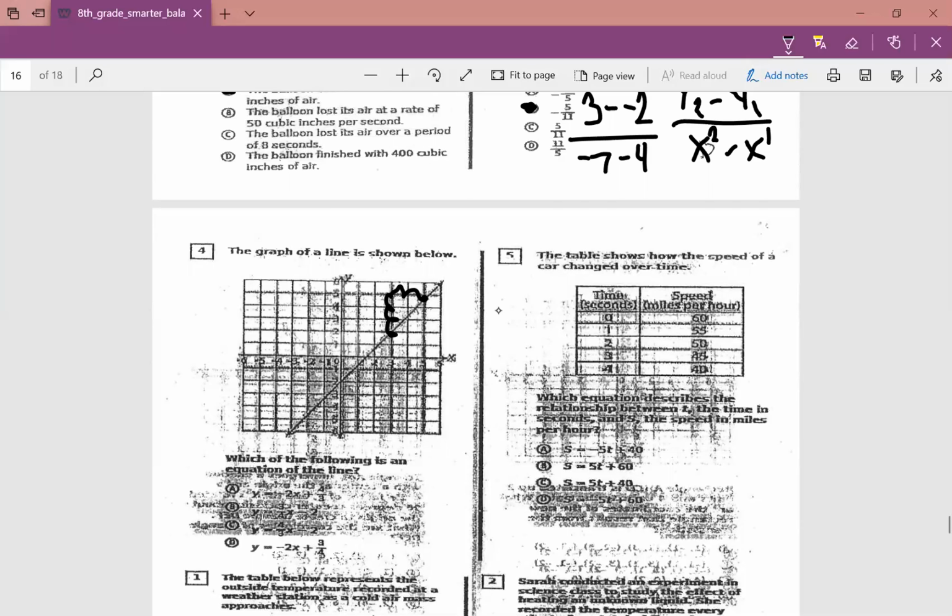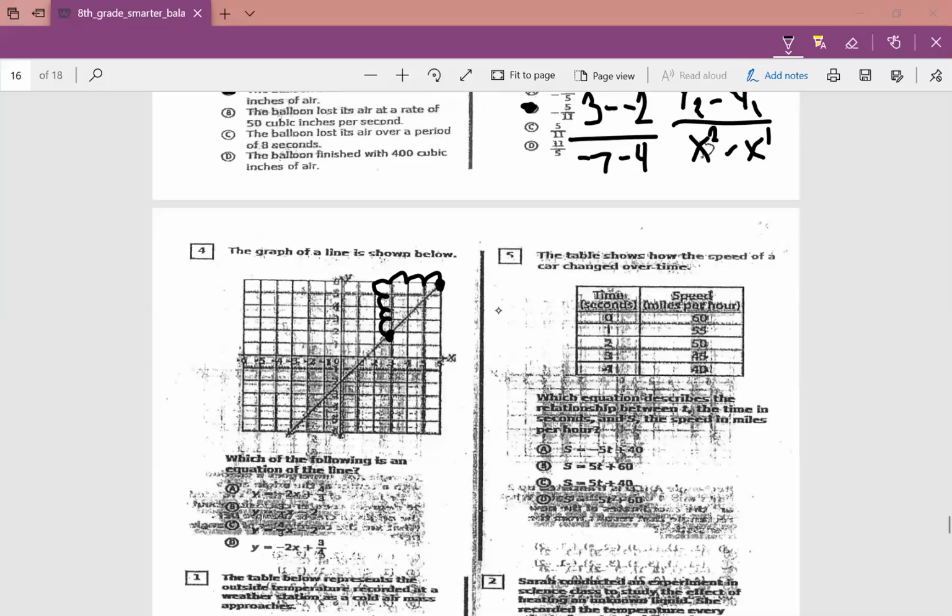Oops, sorry, I picked the wrong one there. It rises 4 units for every 3 units of run. So let's see. I think that those weren't exact. Here we go. 1, 2, 3, 4. 1, 2, 3. There we go.